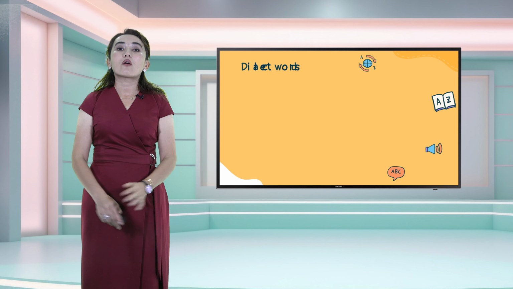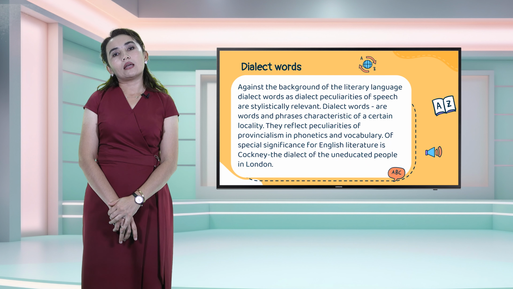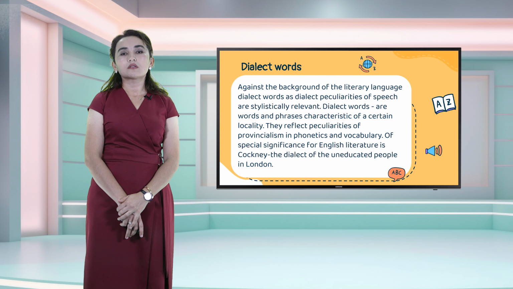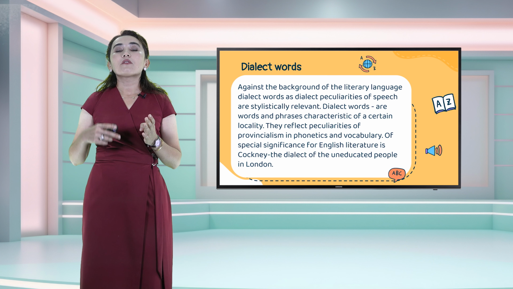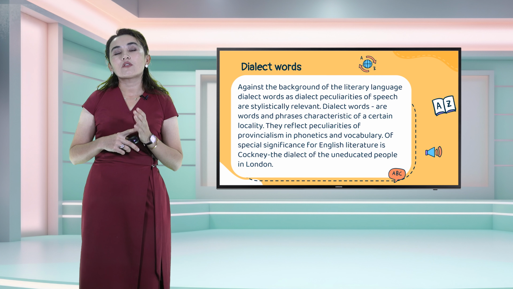So this is all about today's topic. Let me conclude about today's topic. Stylistically, the classification of the English language vocabulary is divided into three main layers. They are the literary, neutral, and colloquial layers.